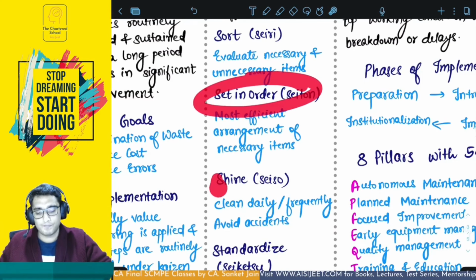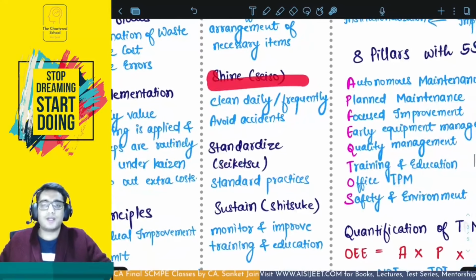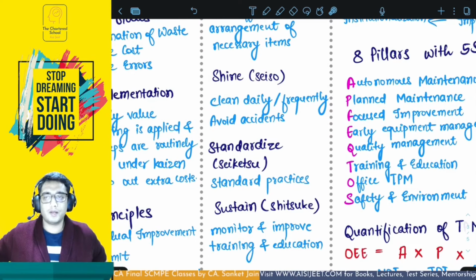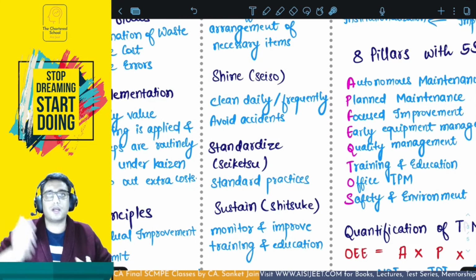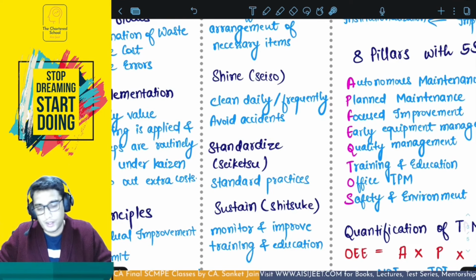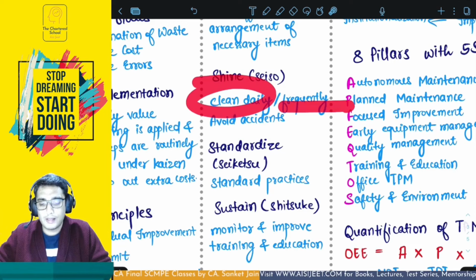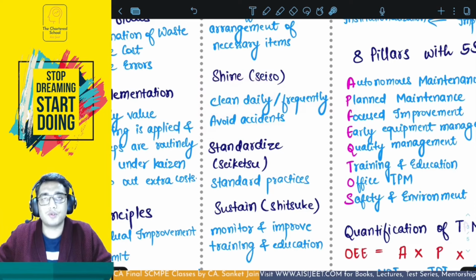Third is shine. Shining is basically that you tell your employees and create a culture of daily cleaning. What you're trying to achieve is that your workers should clean their place of work on a daily or frequent basis and avoid any kind of accident. So in shining, if we clean everything daily or frequently, we can avoid accidents. We can also keep the place more favorable for people to work at.